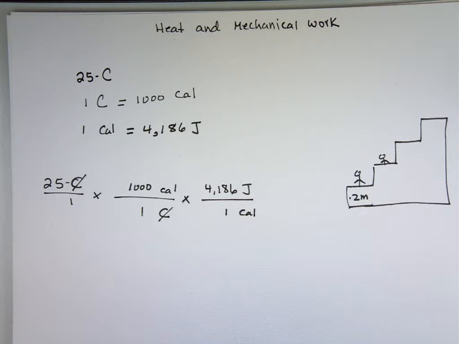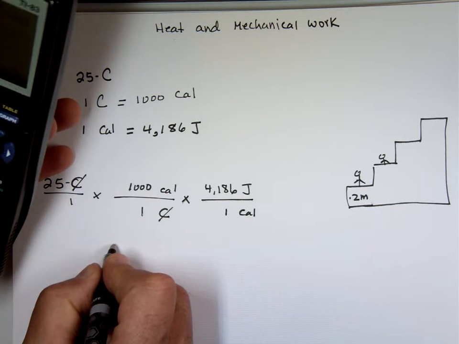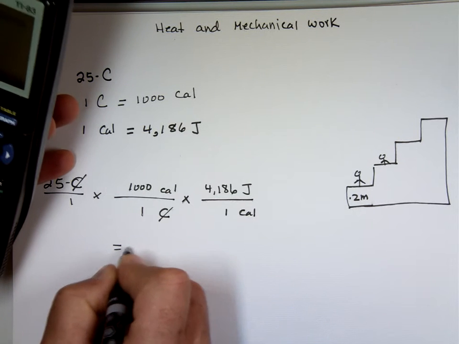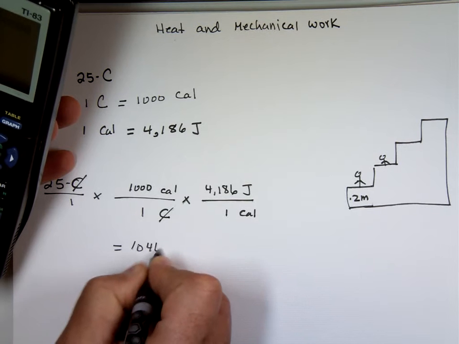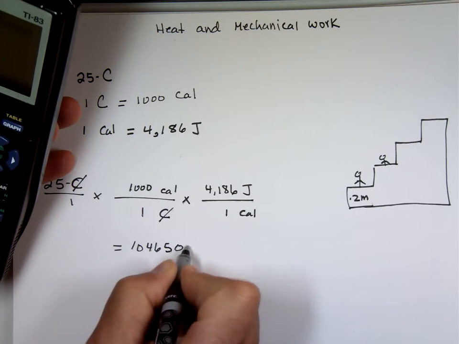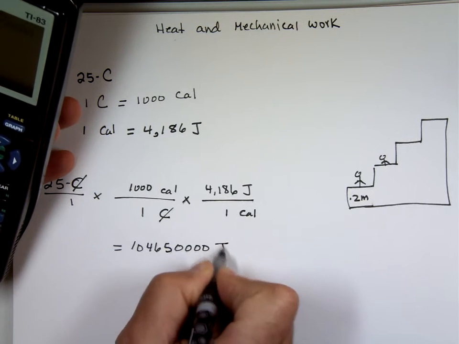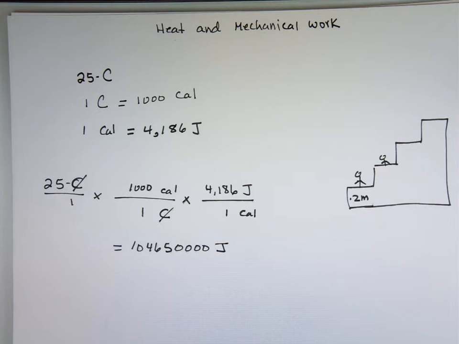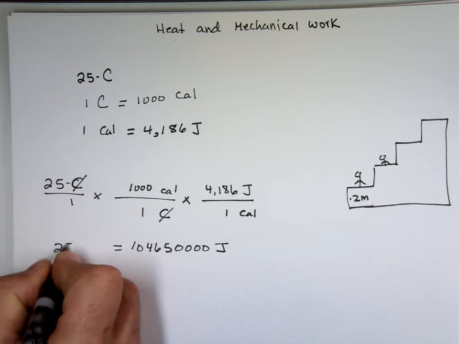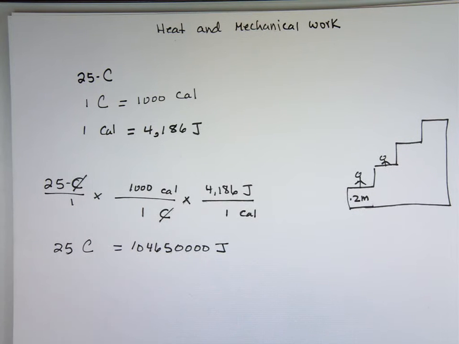So we do quick math on that. 25 times 1,000 times 4.186. Ready for this number? That has 1, 0, 4, 6, 5, and 4 zeros at the end. Joules. That's what a 25 Calorie Thin Mint is. And the question is, how many steps you have to climb to burn that?